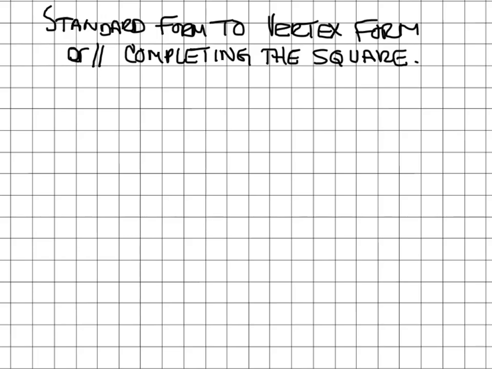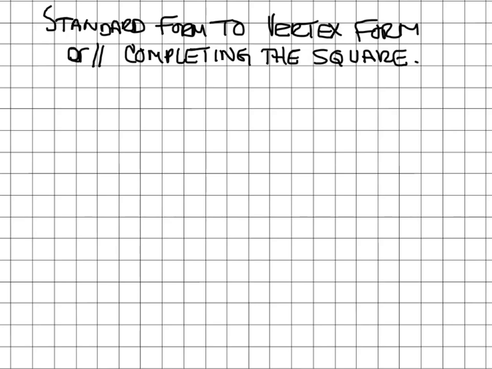This video is on going from standard form to vertex form. This process is also known as completing the square, which is what we're going to see why that's the case, or why it's named that, in just a minute when we go through some examples.